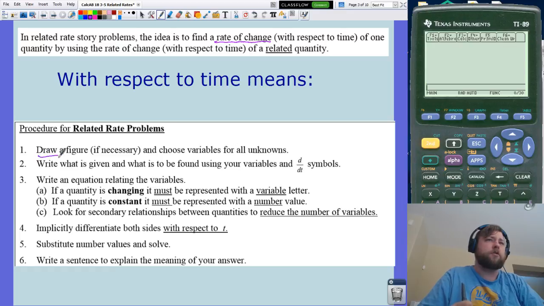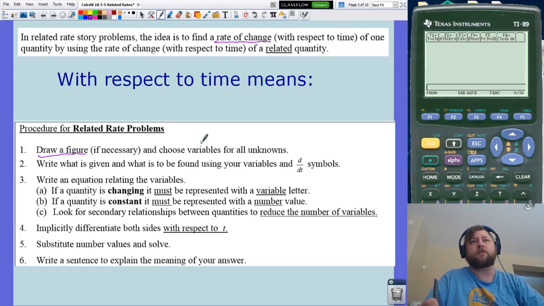First, draw a figure if you don't already have a picture. Sometimes looking at a picture of something is good. If it's a picture of a circle growing, I would draw the circle and start labeling parts. Then label any variables or any numbers that you know to be constant. Then write your given information down, and what you have to find. So if the radius is 5, write down radius is 5. And if you have to find the rate of change of area, write rate of change of area.